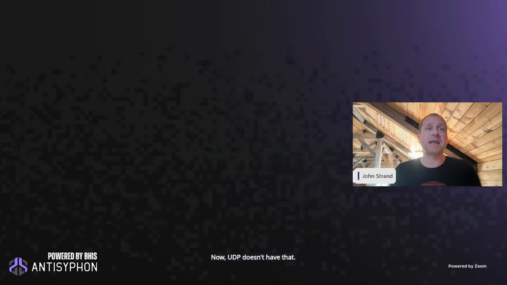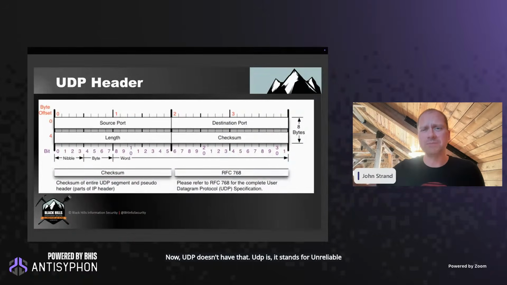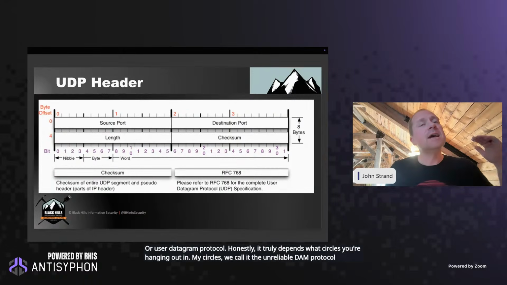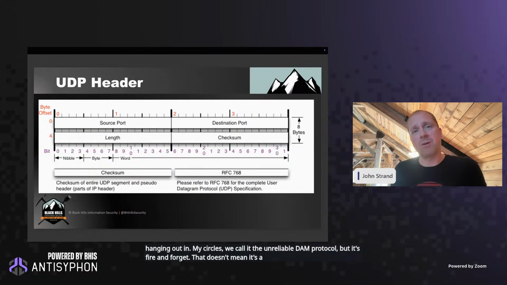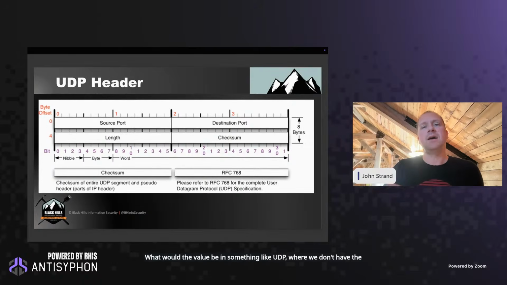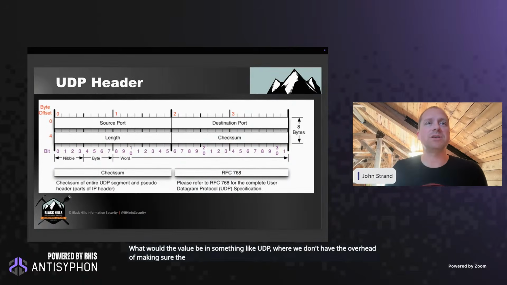UDP stands for Unreliable Dam Protocol or User Datagram Protocol. Honestly, it truly depends what circles you're hanging out in. In my circles, we call it the Unreliable Dam Protocol, but it's fire and forget. That doesn't mean it's a worthless protocol. What would the value be in something like UDP, where we don't have the overhead of making sure the packets have been sent and received properly?